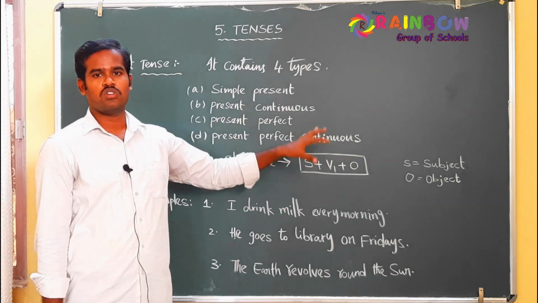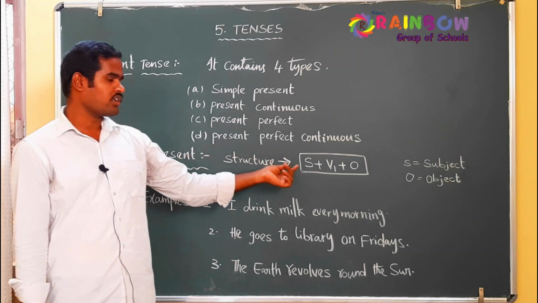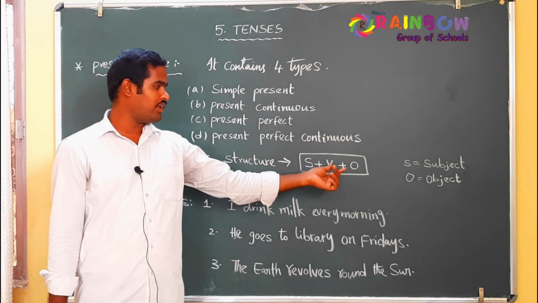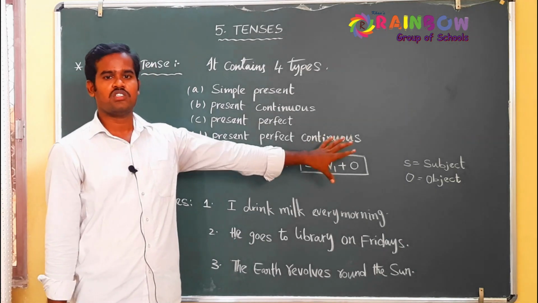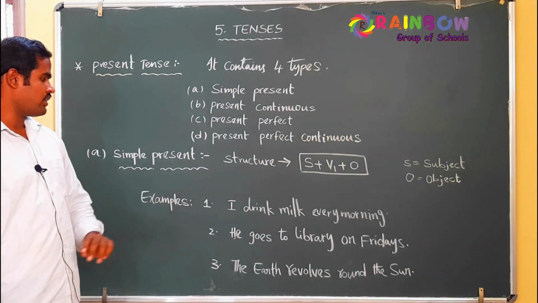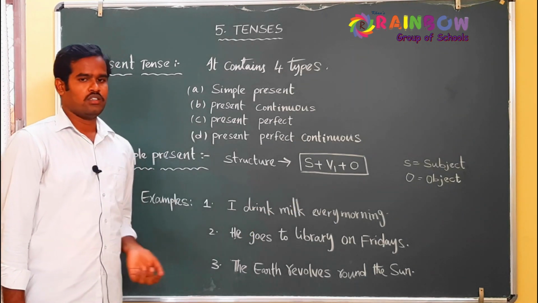You have to note down the structures in your notes. The simple present tense structure is subject plus V1 plus object. So how to write examples based on this structure now? See, here are the examples. I have written, I drink milk every morning.